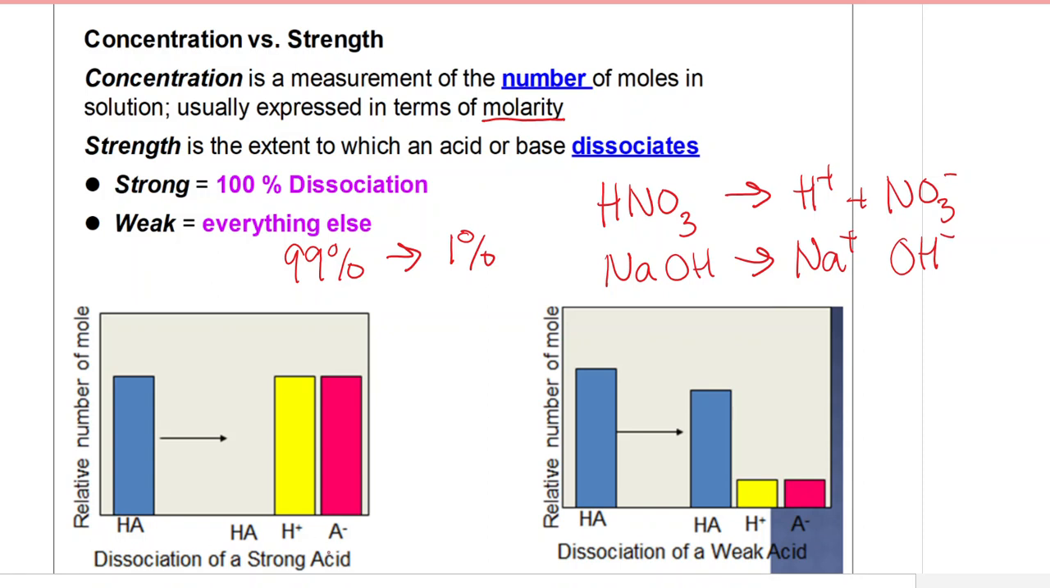So dissociation of a strong acid, and this would also be the same idea for a strong base: after it's dissolved in a solution, you have 100% hydrogen, and then whatever the anion is, that's what the A is representing. But for a weak acid or base, after it dissociates, you still have a significant amount of your acid together that hasn't dissociated. So it just depends on what type of solution it is and some other nature of the acids or bases to determine what's happening with it.